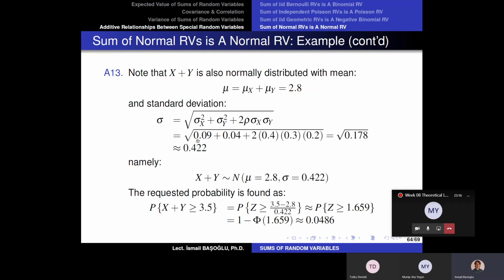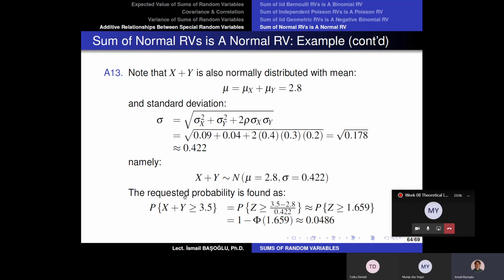And the variances are respectively 0.09 and 0.04. And the covariance is calculated by multiplying the correlation with the respective standard deviations. And that result is going to be the square root of 0.178, which is 0.422. Now, the question basically gives me that information. The total amount of rainfall in Istanbul and Trabzon on the same day is going to be normally distributed with location parameter 2.8 and scale parameter 0.422.